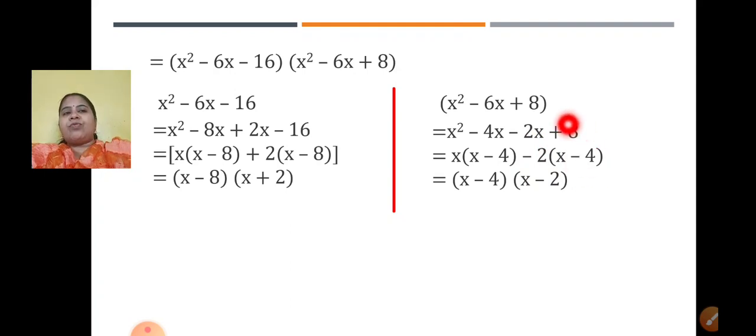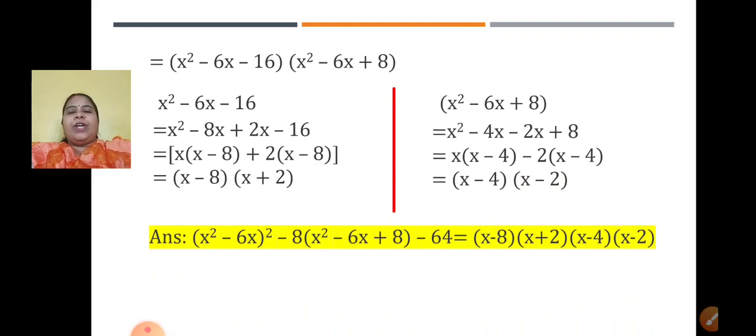Why 4? From where are we getting this 4? 8 divided by 2. What is that? 4. So x minus 4 is one of the factors. Which is the other factor? x minus 2. So we have got all the 4 factors. Which are they? x minus 8, x plus 2, x minus 4, x minus 2. So that should be my final answer. Okay? Yes. So we have finished with this sum. I hope you have understood it.